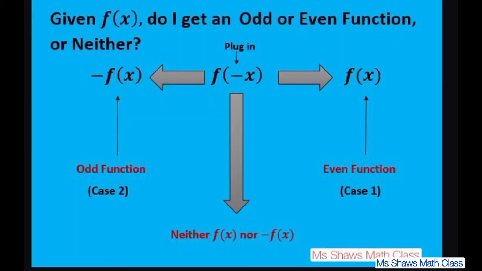And here is how you do even and odd functions. You always plug in the negative x. If you get a positive, then you have an even function, which was the hyperbolic cosine. And if you get a negative f of x, which we did with our hyperbolic sine, then it's an odd function.